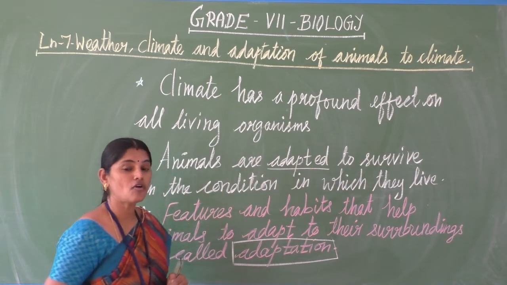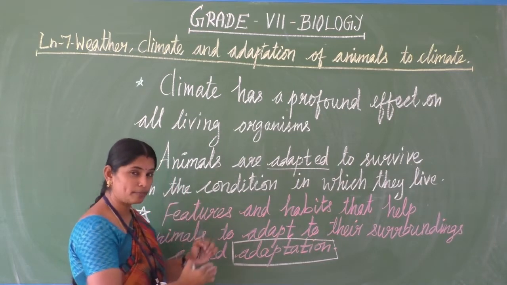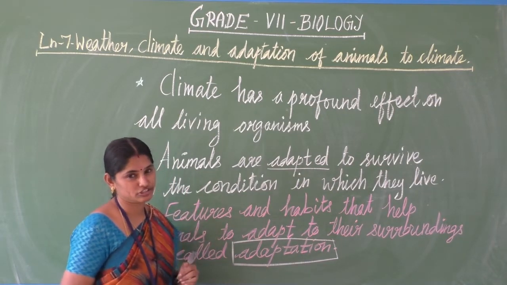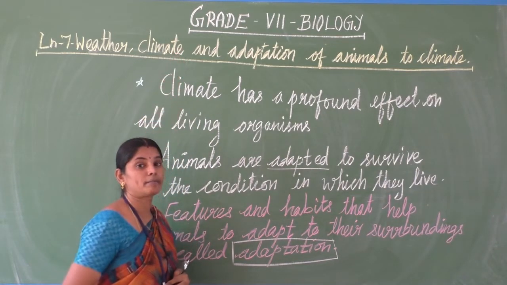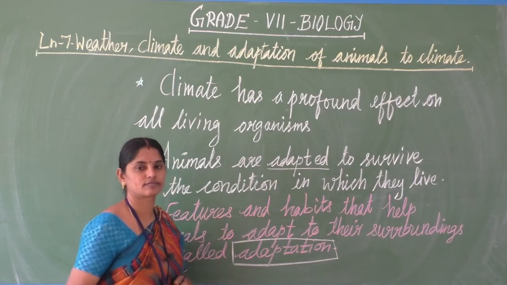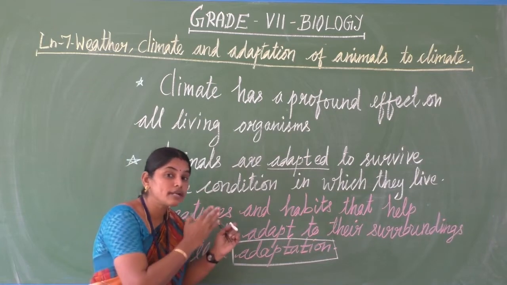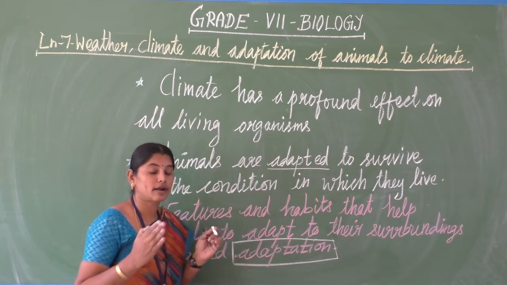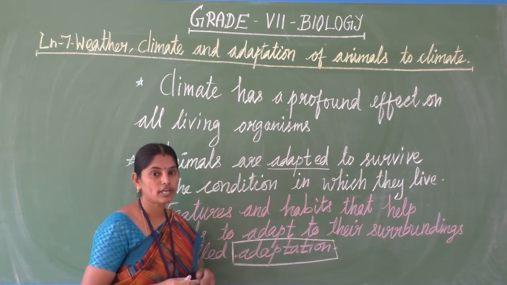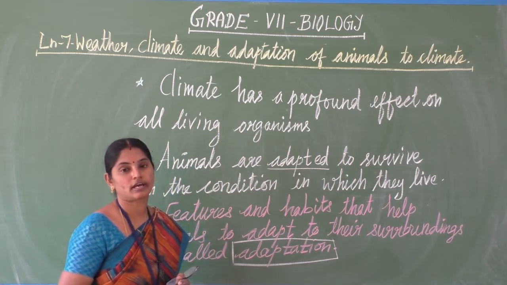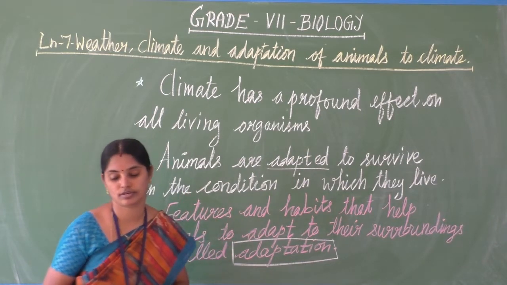So now we are going to see how animals are adapted to particular climatic conditions. For example, how the animals are adapted in polar regions. Next we will see how the animals are adapted in the rainforest region. So two main things are given in our book: one is polar region and the other is rainforest region.